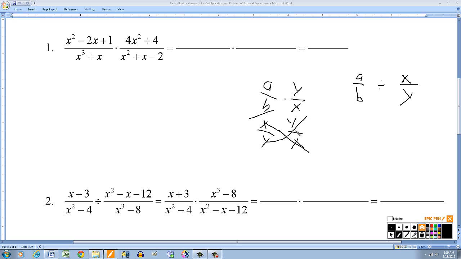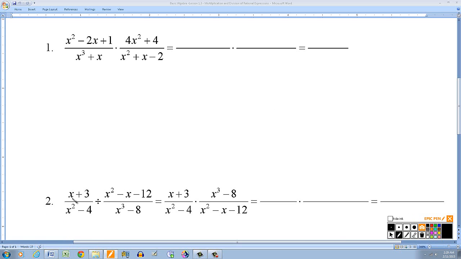Okay, 3/4 divided by 1/2, for example. You do the same thing. You invert and multiply. That's why in this one I wrote it as x plus 3 over x squared minus 4 divided by this second fraction is the same thing as x plus 3 over x squared minus 4 times this inverted, or times the reciprocal of this. Okay, so here's what we have then.